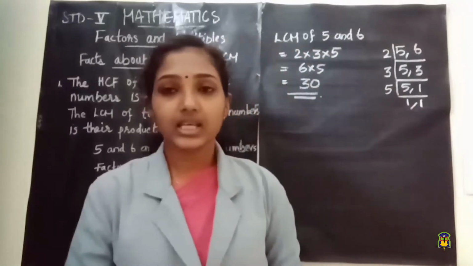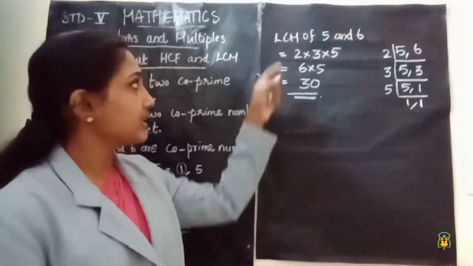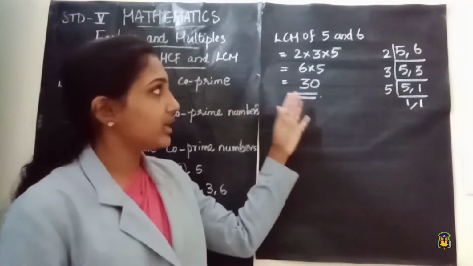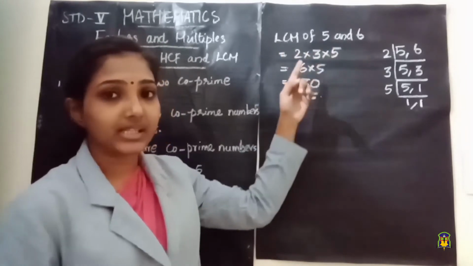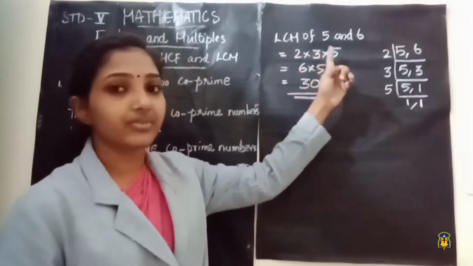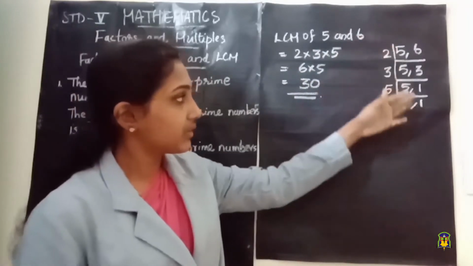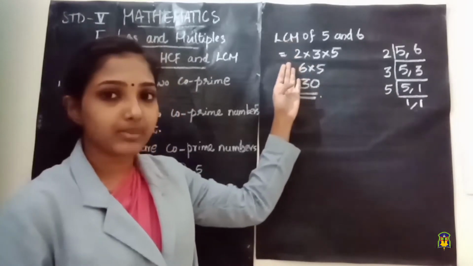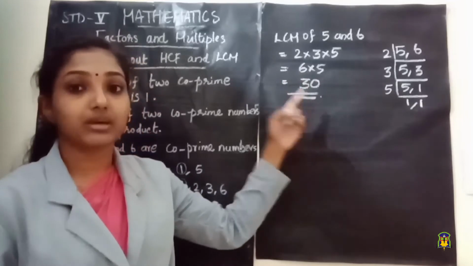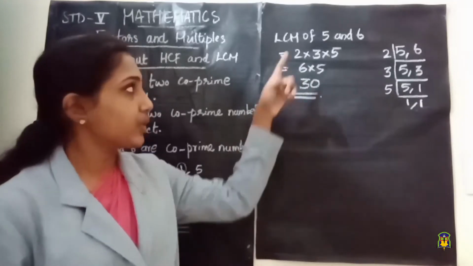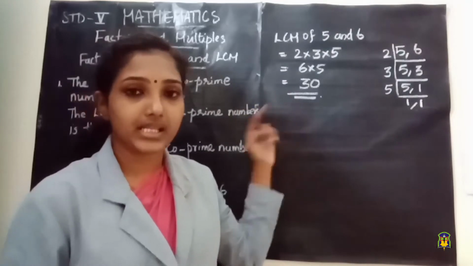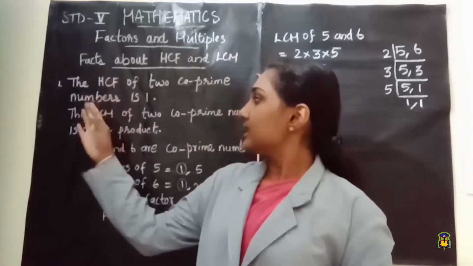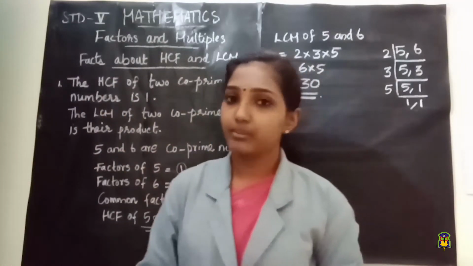Okay, and let's check out the next fact: the LCM of two coprime numbers is their product, right? So here we have found out the LCM. LCM of 5 and 6 is equal to 2 into 3 into 5. Right, we have found out the LCM, and the LCM is the product of these prime numbers. Taking the product, what is the product? It is 6 into 5, which is equal to 30 itself. That is, the product of 5 and 6 gives the LCM. So we can say that the LCM of two coprime numbers is their product.